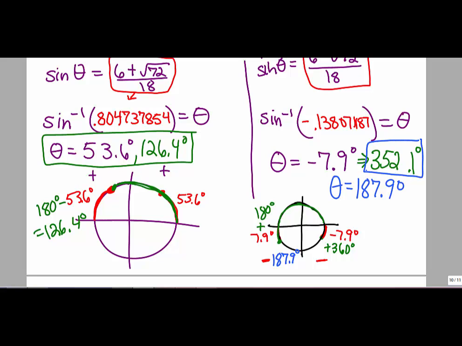So we get two solutions here from quadrants 4 and 3: 352.1 degrees and also 187.9 degrees. So we have a total of 4 solutions, 2 that came from quadrants 1 and 2, and then we have 2 more that come from quadrant 3 and quadrant 4.